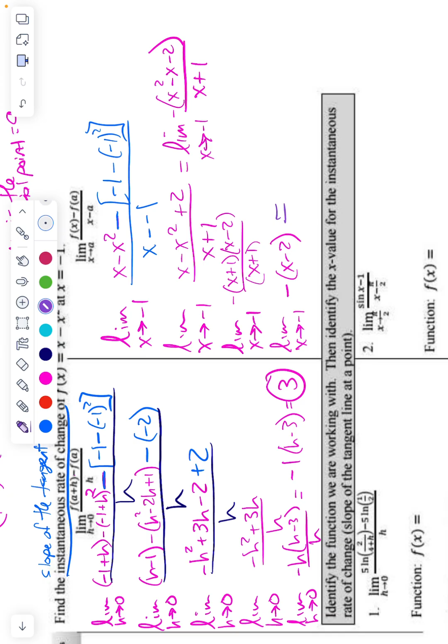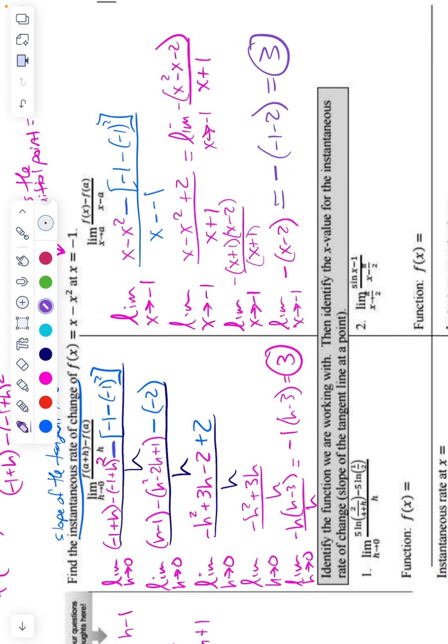Now we can drop the limit, right? Because we're about to plug in. So negative, and then -1 minus 2, which is 3. So drop the limit when you plug in. Don't do it before that. And don't write the limit on the 3, because that would be wrong too.